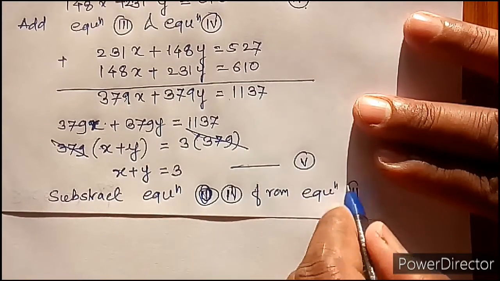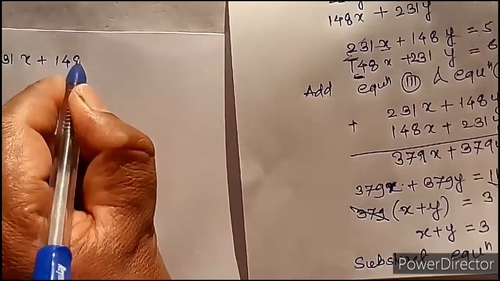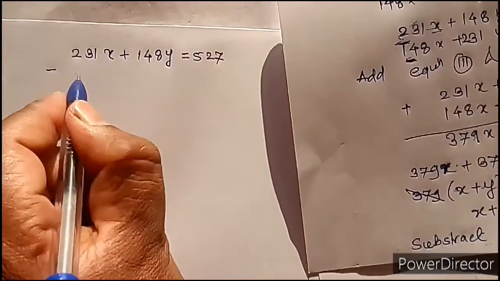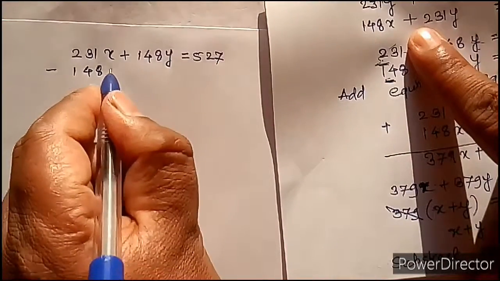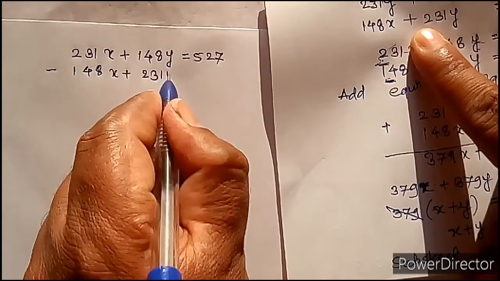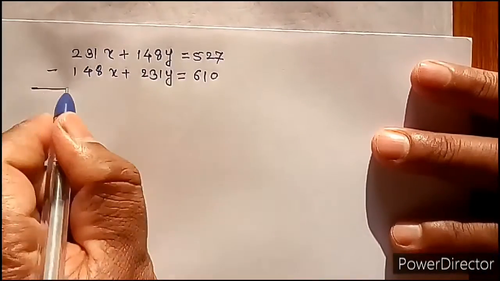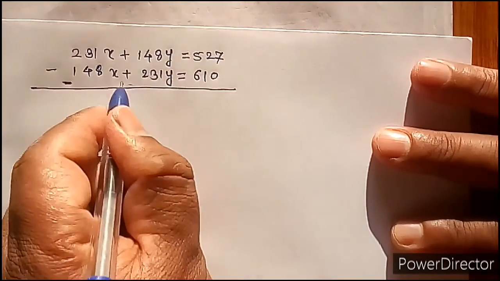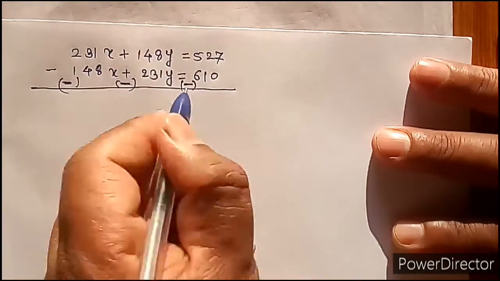Now subtract equation 4 from equation 3. What we get, then write down here, 231x plus 148y equals 527, minus 148x plus 231y equals 610. Now here we have to calculate. Now this minus sign will change the signs: this will become minus, this also will become minus, and this plus 610 also becomes minus.